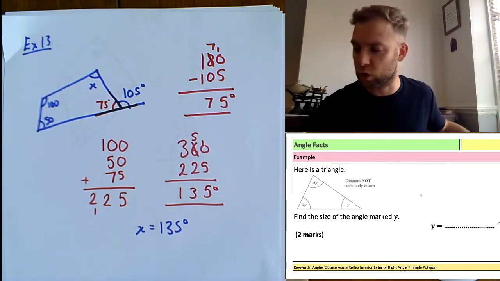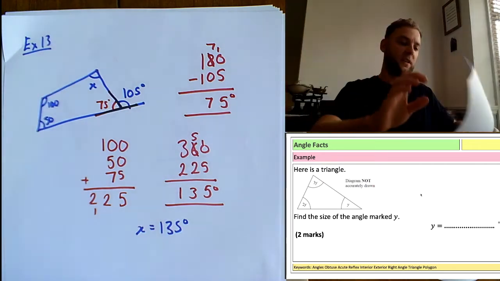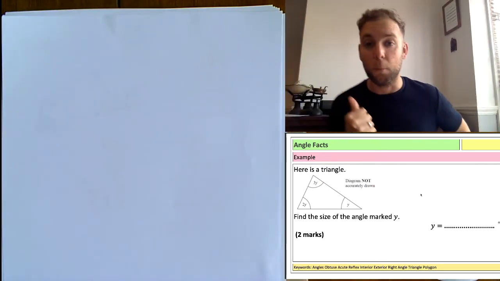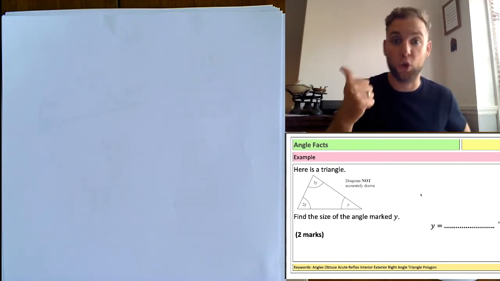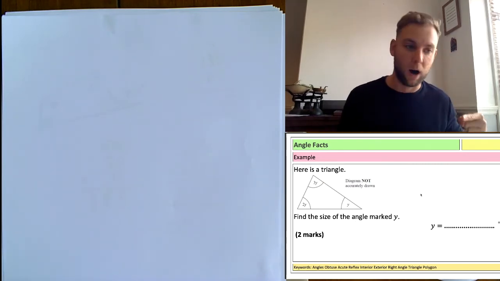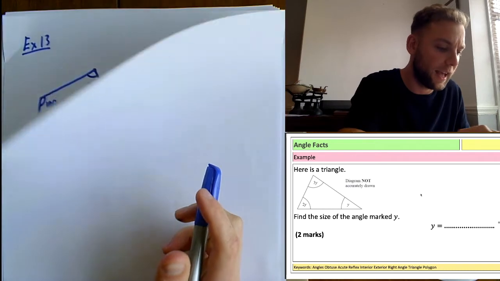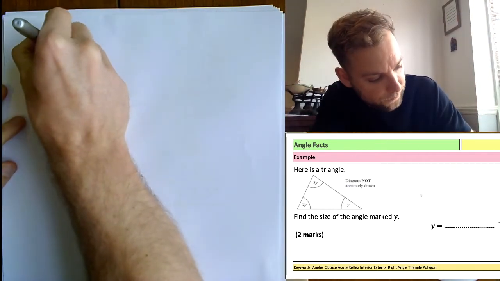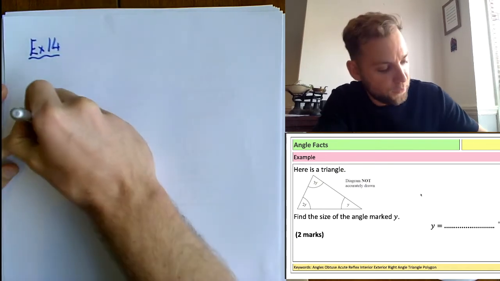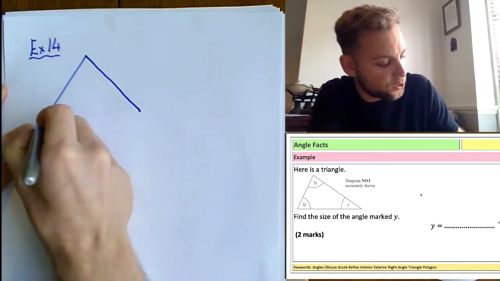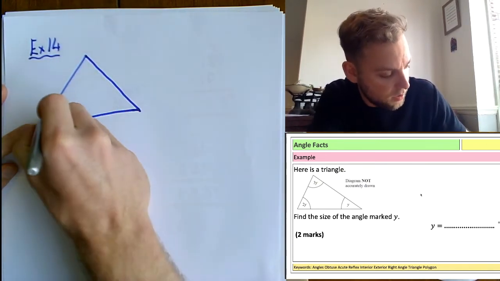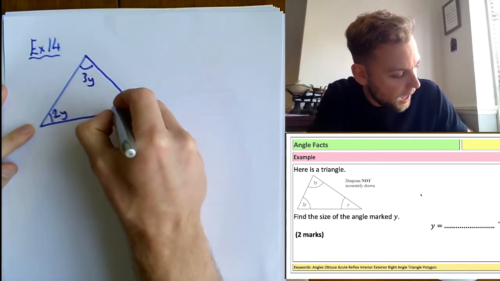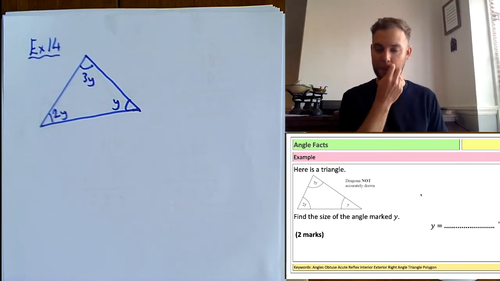Okay, one more example we're going to be looking at here. Now we've got a triangle in this one. Now we notice with this triangle, it's not just labelled with numbers. It's labelled with 2y, 3y and y. So this one we definitely want to get in our notes. This one here is example 14. So we've got a triangle and we're introducing algebra into these angles now. So we've got 2y over here, 3y here, and y over here like so.